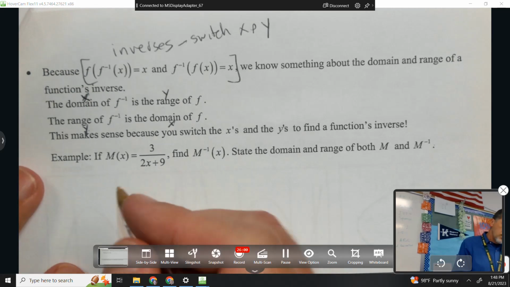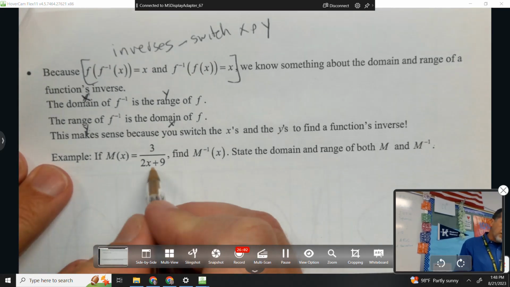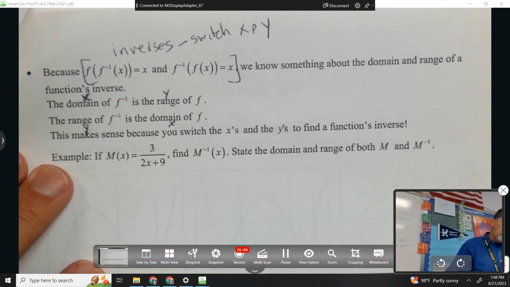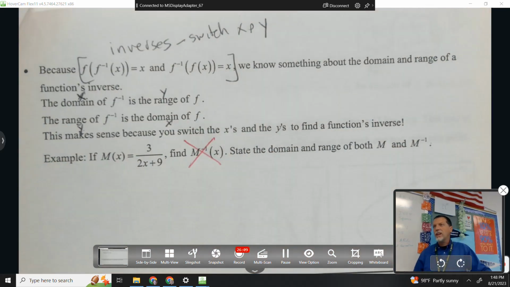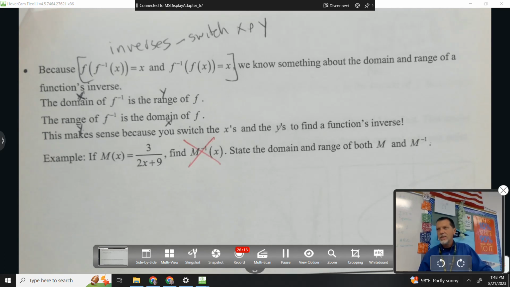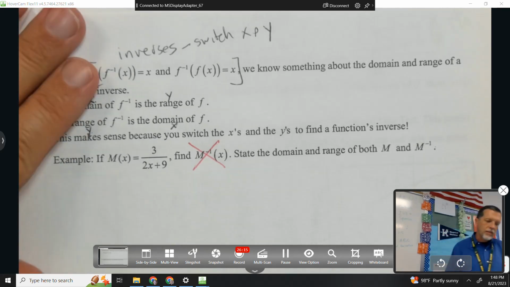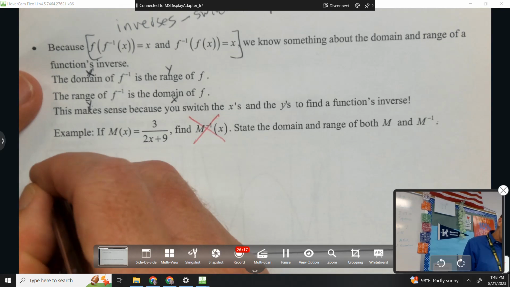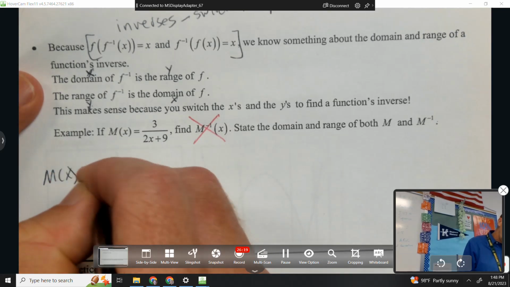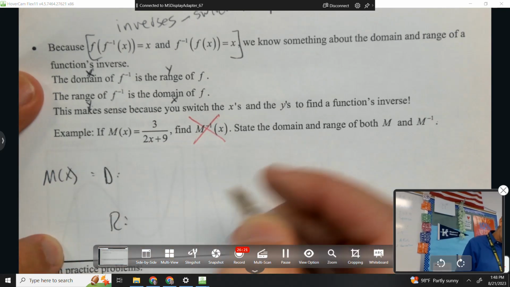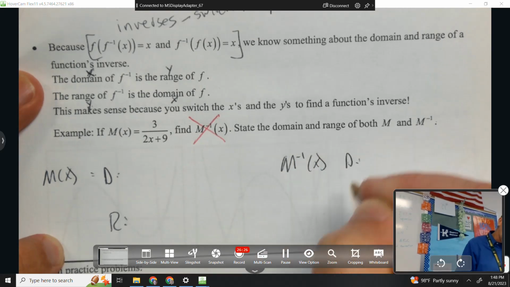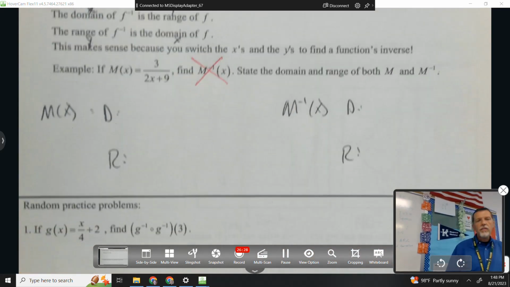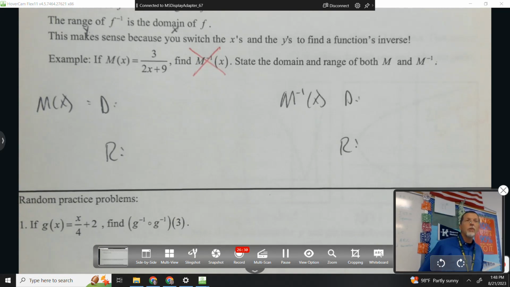So for example, if m of x equals this thing, find the inverse of m. But I'm going to mark that out because I can find the domain and range without knowing the inverse, because of the switcheroo thing with the x's and y's. So let's set this up. We want to find the domain and range of m and its inverse without even finding m.